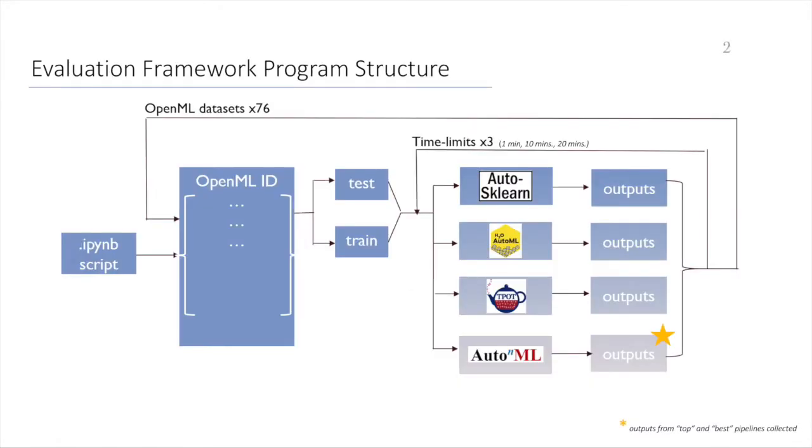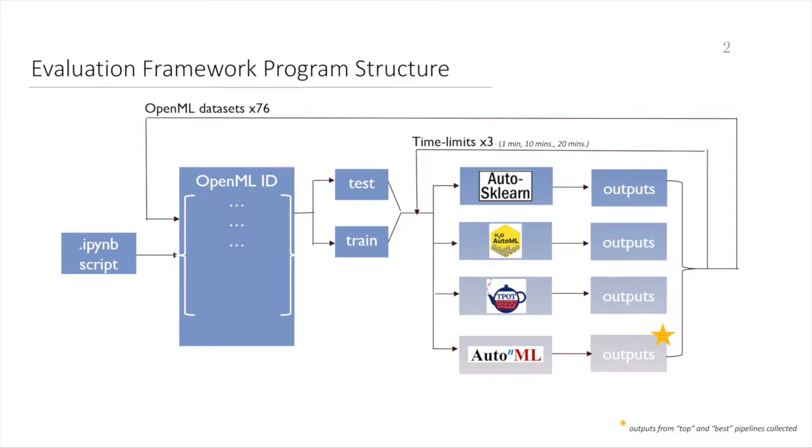The following is the programming structure of our automated evaluation framework. We operate on an 8-core Linux machine and evaluate 76 OpenML datasets of binary classification tasks. Each dataset is randomly split into training and test datasets, and we pass the identical test-train split to each AutoML framework as inputs. Pipeline search and fitting are executed under 3 training time limits of 1 minute, 10 minutes, and 20 minutes.